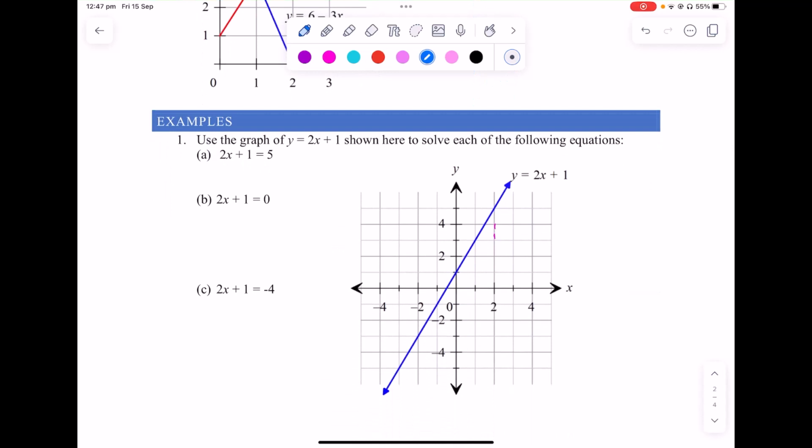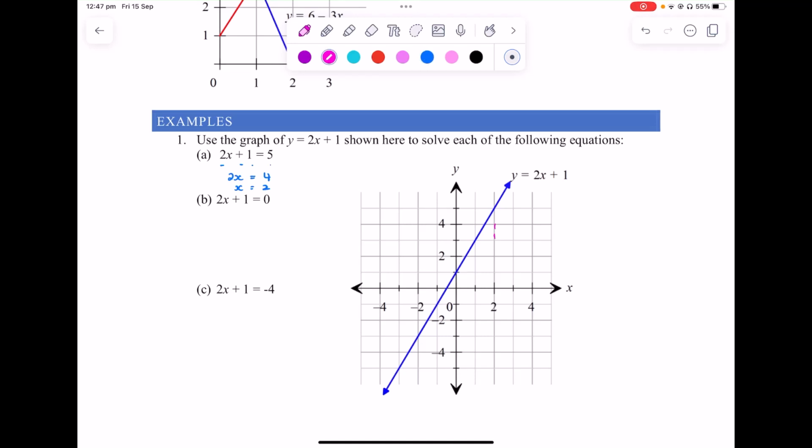Another thing we need to be able to do is to solve equations graphically. And that sounds a bit strange because you all know how to solve equations normally. So for example, I've got 2x plus 1 equals 5. You all know to subtract 1 from both sides and you would get 4. And you know to divide by 2 and you would get x equals 2. But we can also solve this graphically.